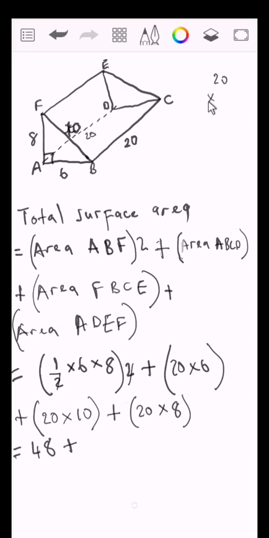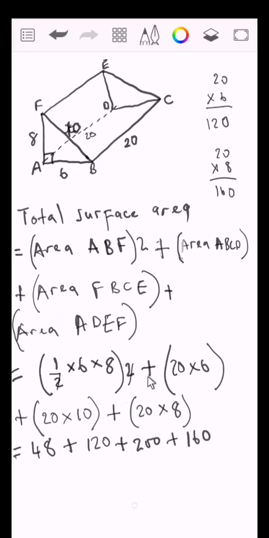So 20 times 6. 6 times 0 is 0. 6 times 2 is 12. So this is 120. Plus 20 times 10, obviously it's 200. Plus, what is 20 times 8? 8 times 0 is 0. 8 times 2 is 16. So that's 160. So we have our faces.